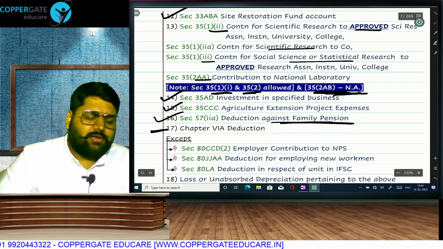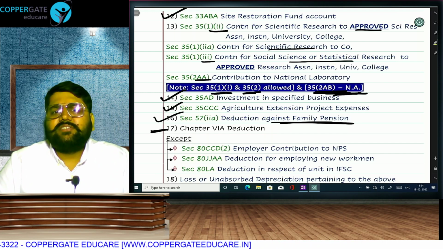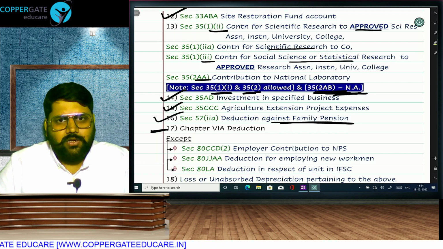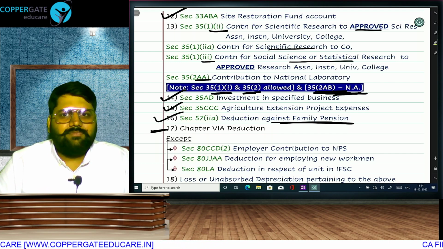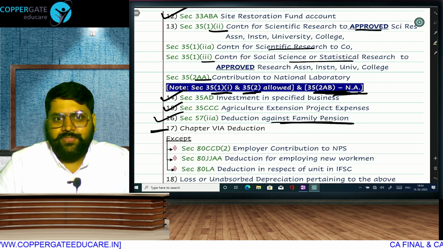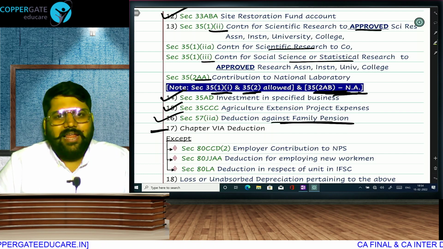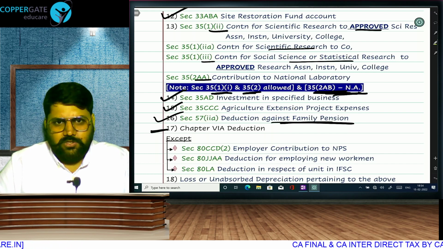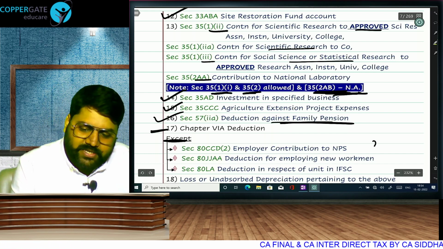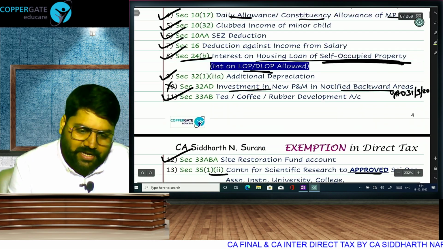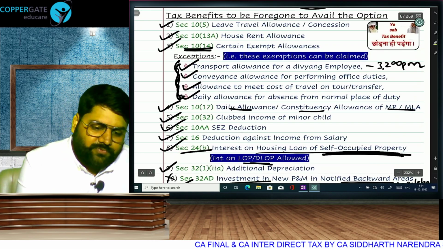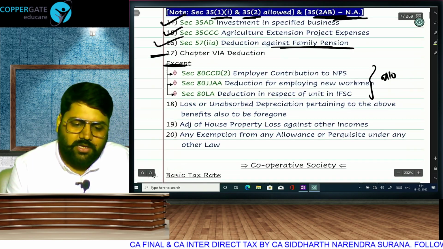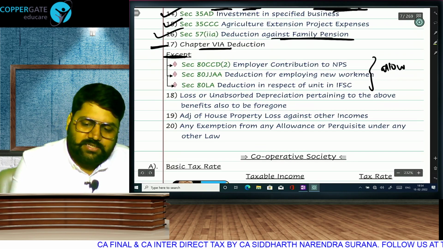This is the biggest thing, the biggest loss. Chapter 6A deduction will not be allowed in the new regime. Chapter 6A deduction will be allowed only in the old regime. In the new regime, you will have to forego chapter 6A deduction altogether. This is going to be the biggest loss. But except for these 3, which will be allowed. Just like in salary, if you remember, you don't get 10, 14, but these 4 are allowed. They are exceptions. In the same manner, chapter 6A deduction is not allowed in new regime, but these 3 will be allowed.